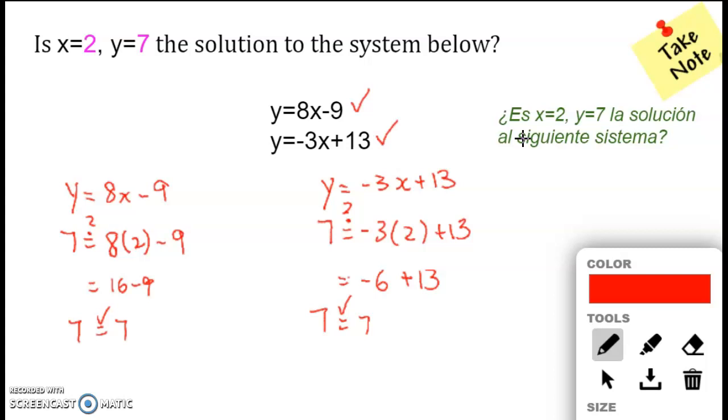So since I know that x equal to 2 and y equal to 7 satisfies both of these equations, it's not enough that it satisfies one, it needs to satisfy both equations. I know that (2, 7) is a solution. That's my conclusion from it.